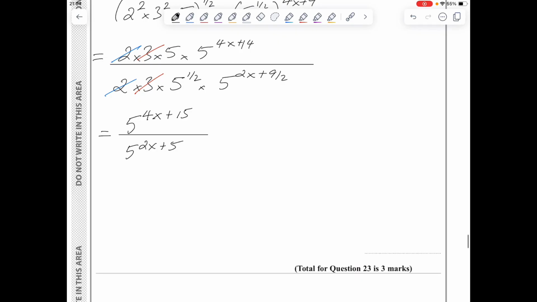And the last step is to subtract those two powers and I'll be left with 5 to the 2x plus 10, which is the final answer.